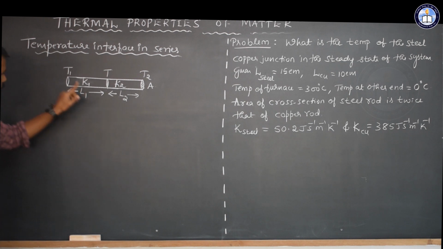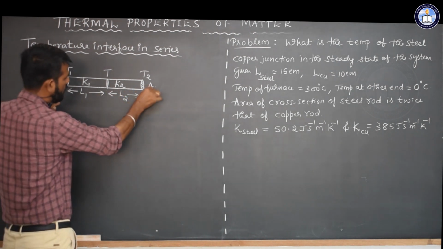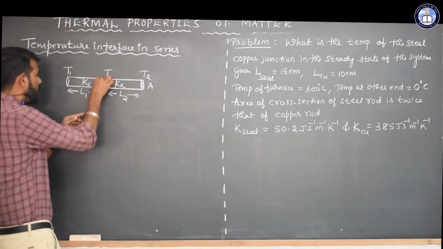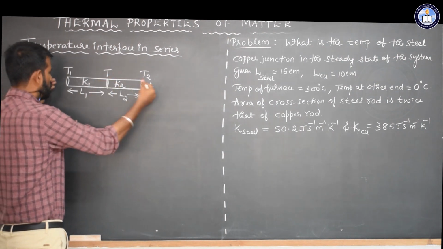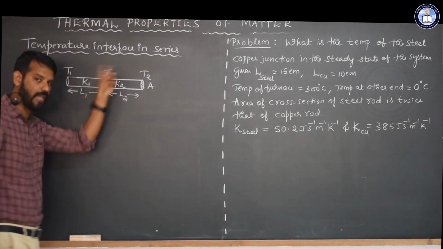Two rods of length L1 and L2 are connected in series. Let T1 be the temperature of one end and T2 be the temperature of the other end of the rod, and T be the interface temperature. When the two rods are in contact, the temperature is T, that we have to calculate.